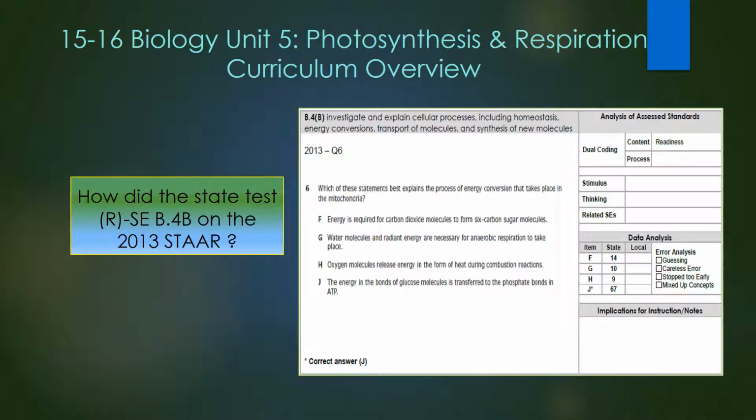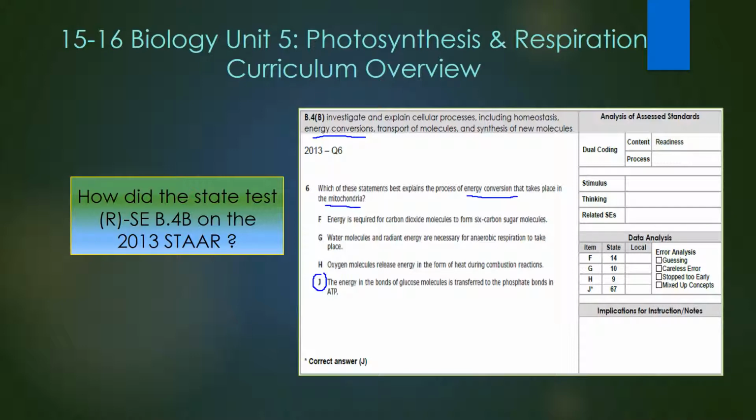Okay, on 2013 question 6, we're looking at the same SE. Question 6 is, which of these statements best explains the process of energy conversion that takes place in the mitochondria? Our cellular process is cell structure and function because we're focusing on the mitochondria. How does the mitochondria work with energy conversion? They're asking us about this cell structure in terms of energy conversion. We look at our correct answer, which is J.